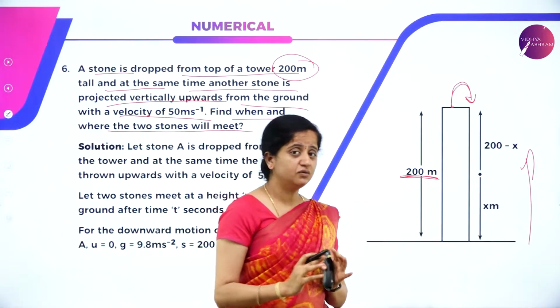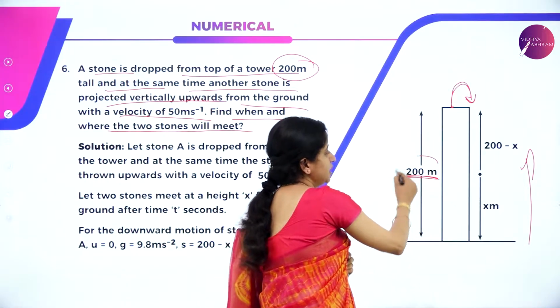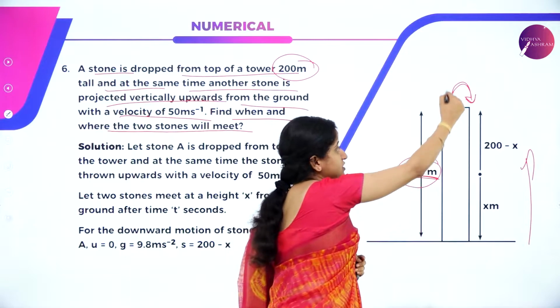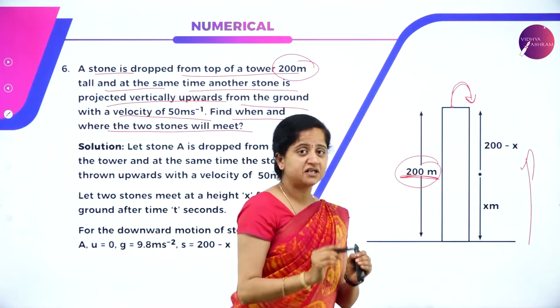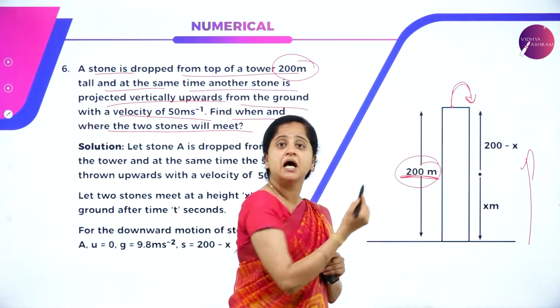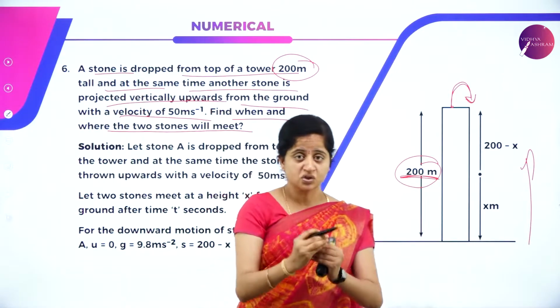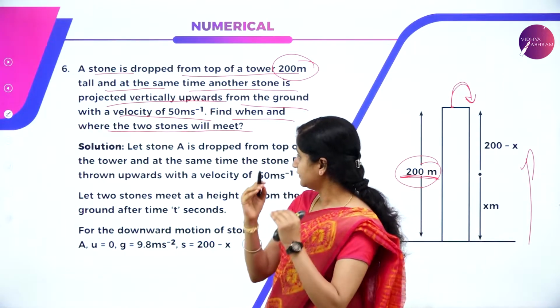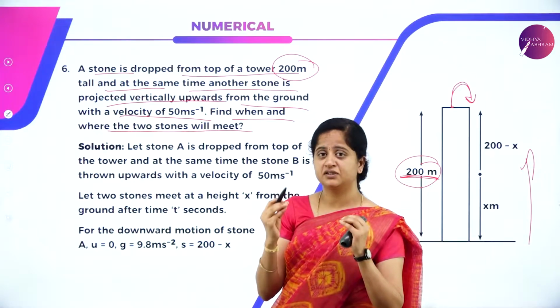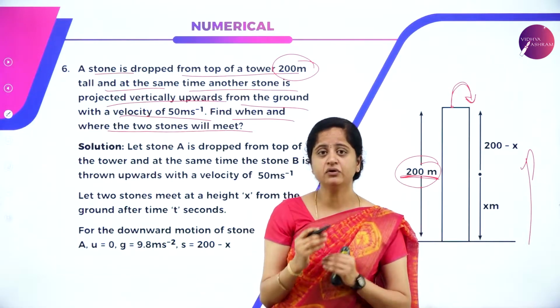We have to assume that this is the tower of 200 meter. One stone is dropped from the tower. At the same time, another stone is projected vertically upwards. We have to find out when and where the two stones will meet, at what time the two stones will meet.